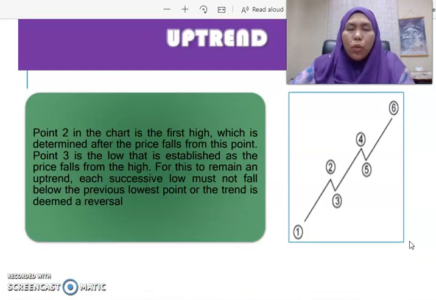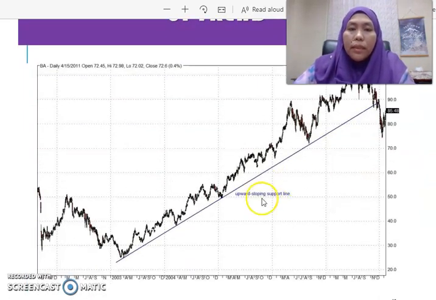Okay, so as we can see, we have 5 different points over here: 1, 2, 3, 4, 5. Okay, so how are we going to draw the trend line? We should connect at least two low points. So in this case, if you want to draw the uptrend line, we should connect point number 3 and point number 5. Okay, this is another example of how we draw the upward trend line.